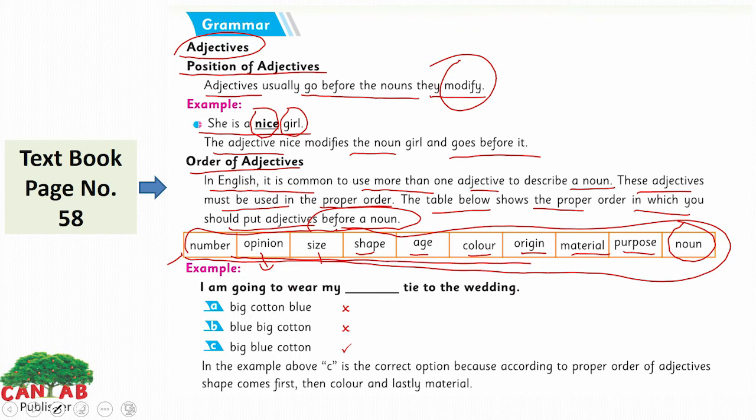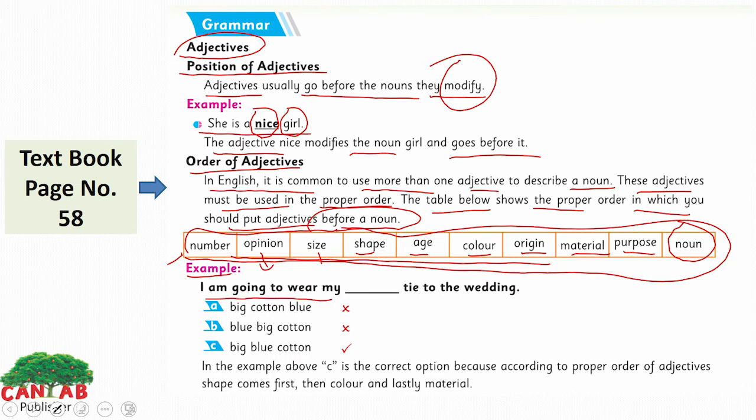These all describe the noun and come before the noun because they modify the noun and should always come before the noun. So this is the right order. This is the proper order of adjectives in a sentence. Here we have an example.